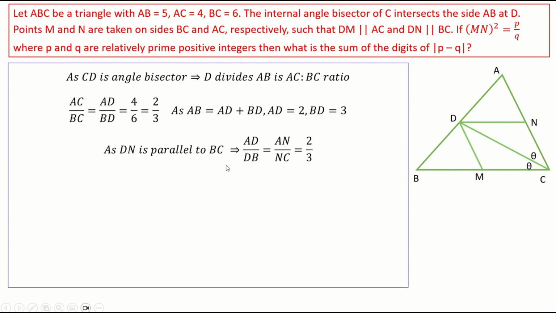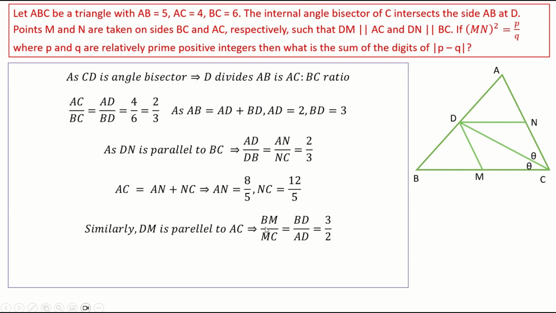Next, DN is parallel to BC, which means AD by DB equals AN by NC. AD is 2, DB is 3, so 2 by 3. AN by NC is in the ratio 2 by 3. Now AC is nothing but AN plus NC, correct? So if you divide in that ratio, you will get AN equal to 8 by 5, NC equal to 12 by 5.